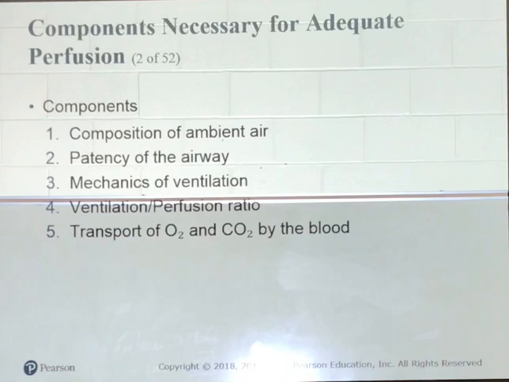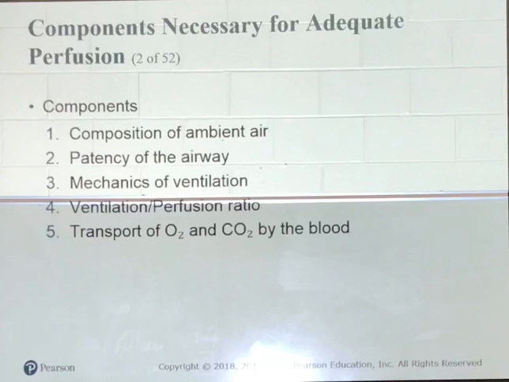Then you have what's called a ventilation to perfusion ratio. Okay. This means, are you taking enough of that ambient oxygen in, and do you have enough perfusion to absorb that oxygen? Where's the oxygen molecule on the blood cell? Where does it attach on the red blood cell? It attaches to the hemoglobin.